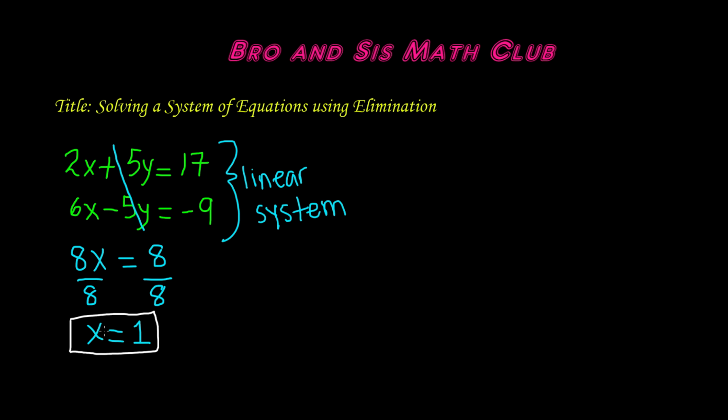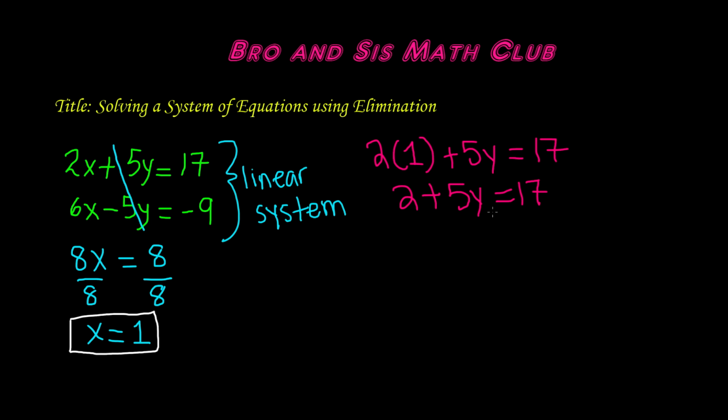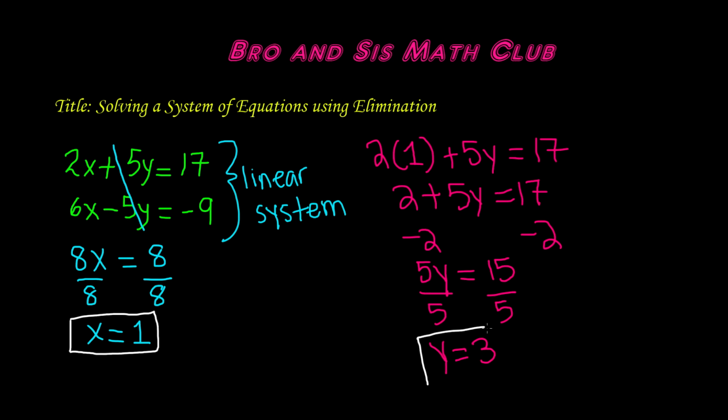Now we can substitute the value of x into either one of these equations to find the value of y. So let's do it in the first equation. So we have 2, and then the value of x is 1, plus 5y is equal to 17. So we have 2 plus 5y is equal to 17, minus 2 on both sides, because 2 and 17 are both numbers which are like terms. So 5y is equal to 17 minus 2, which is 15. Divide by 5 on both sides, and we get y is equal to 3. So the value of y is 3.